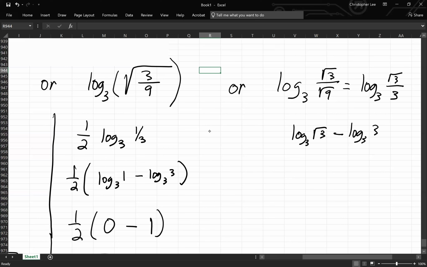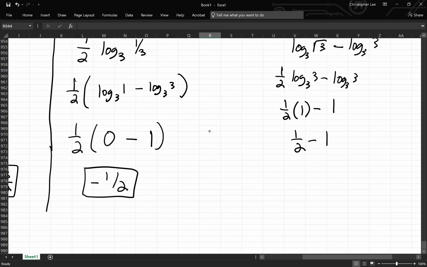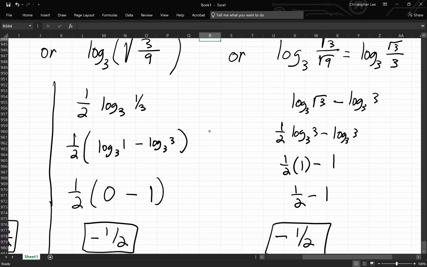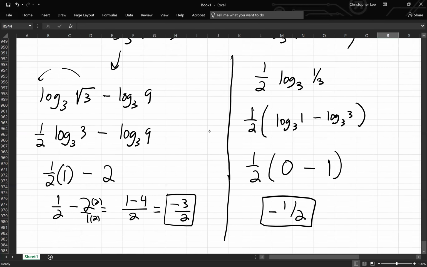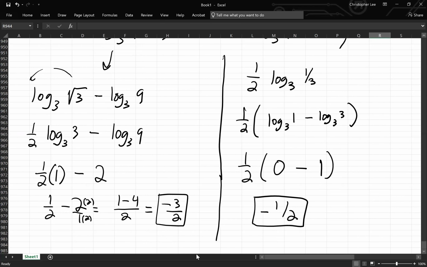So I'm going to have log base 3 of square root 3 minus log base 3 of 3, right? Can bring this down. So this is 1/2 log base 3 of 3 minus log base 3 of 3, right? So this becomes 1/2 times 1 minus 1. So 1/2 minus 1. This is going to give me a negative 1/2. Yeah, same answer. So a little bit of an alternative way of doing that one, I guess. Again, not clear on how that was typed.